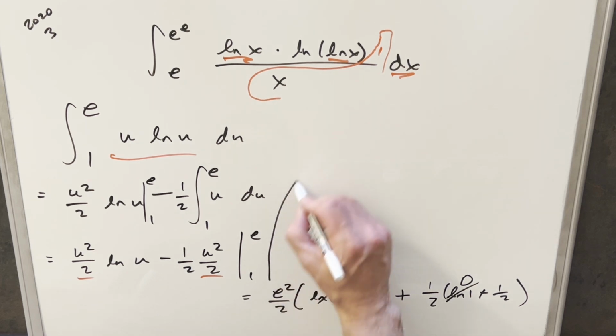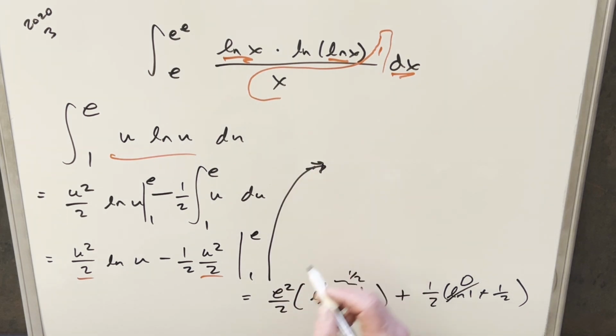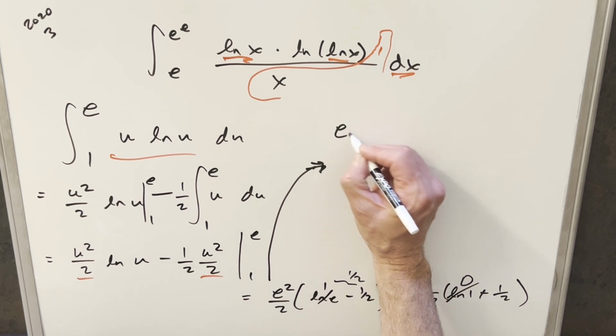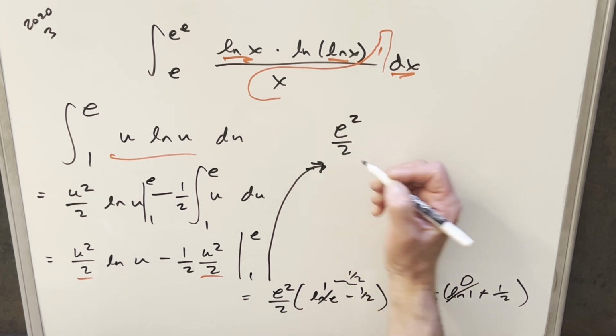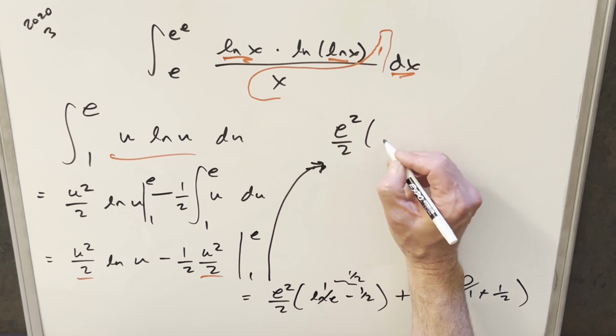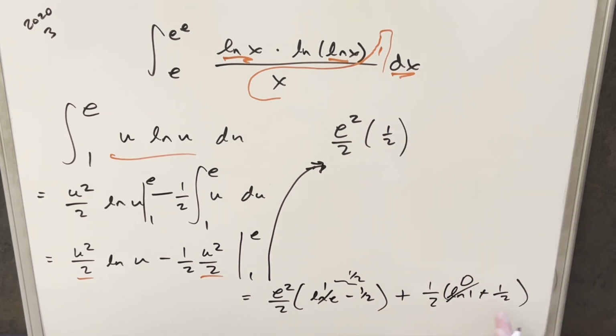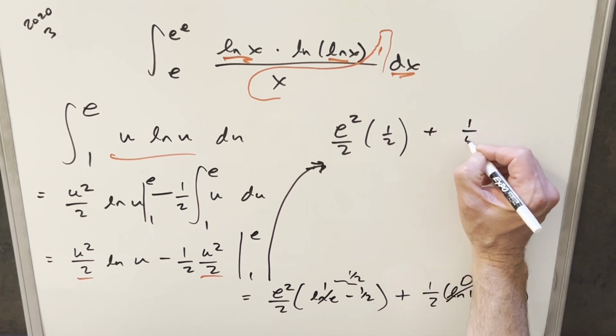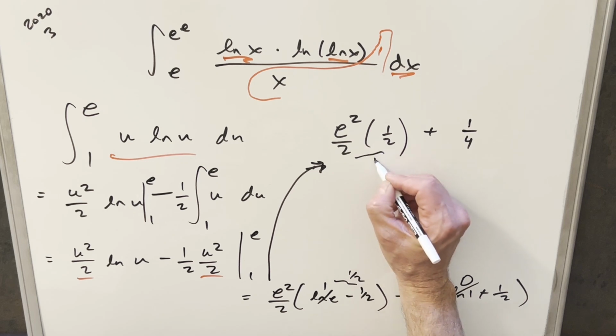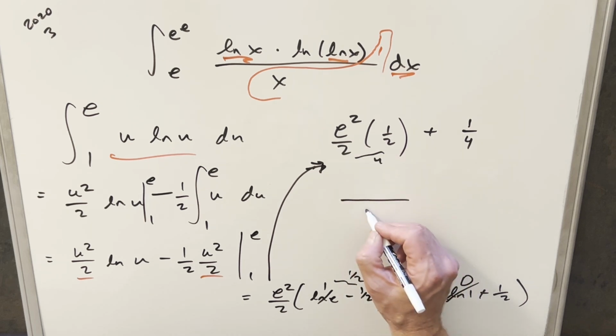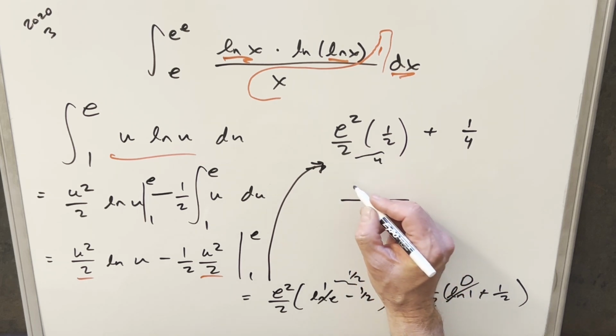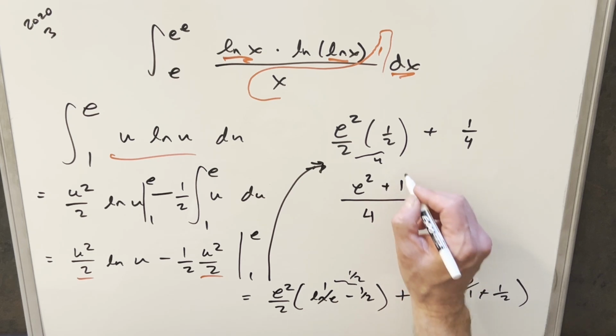So putting this all together, let's bring it up into this area just because I've got room here. Let's rewrite: we're going to have e squared over 2 here. This again is going to be 1/2. And then here a half times a half is going to give me plus 1/4. But then 2 times 2 here is going to be 4. So what I can do is put this all over a common denominator of 4. So for my final solution, we're just going to have e squared plus 1 over 4.